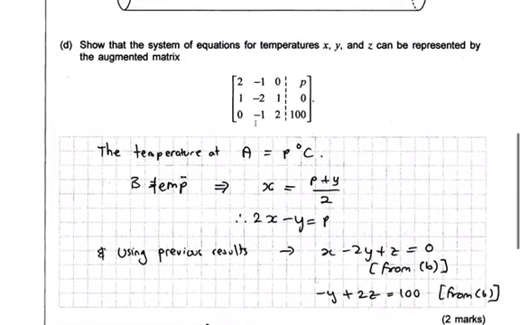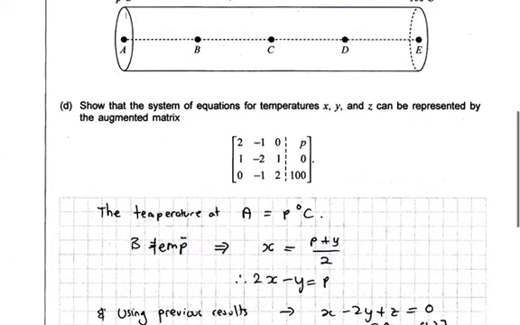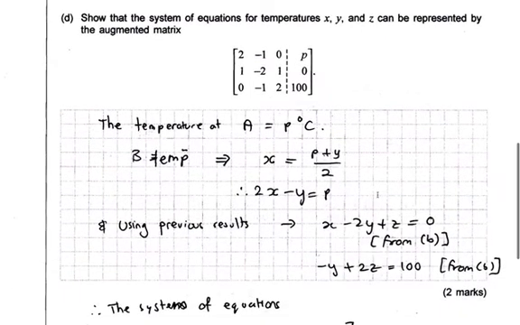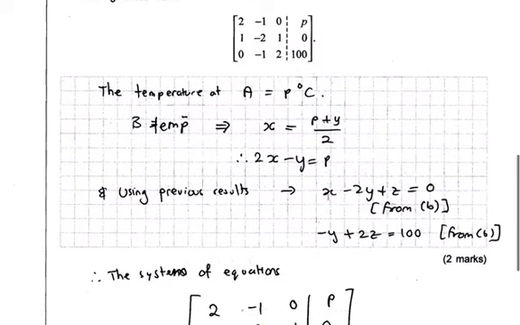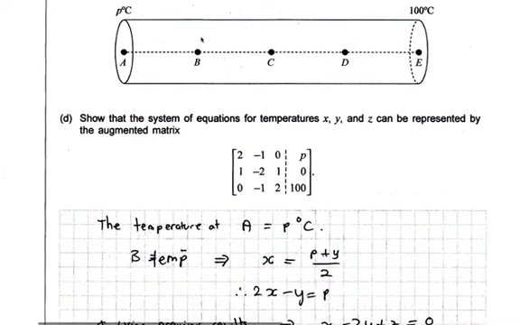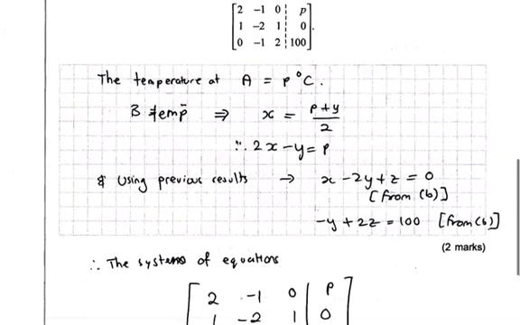So again, we can use our previous results because the temperature at B is the only one that depends on p, the others depend on each other. So we can just use the previous results obtained, which are x take 2y plus z equals 0, and negative y plus 2z equals 100, because they don't rely on p. Only the temperature at B relies on p. Hopefully you can see that, because we're taking 2 points next to each other. And hence we get that system of equations that we were asked to show.